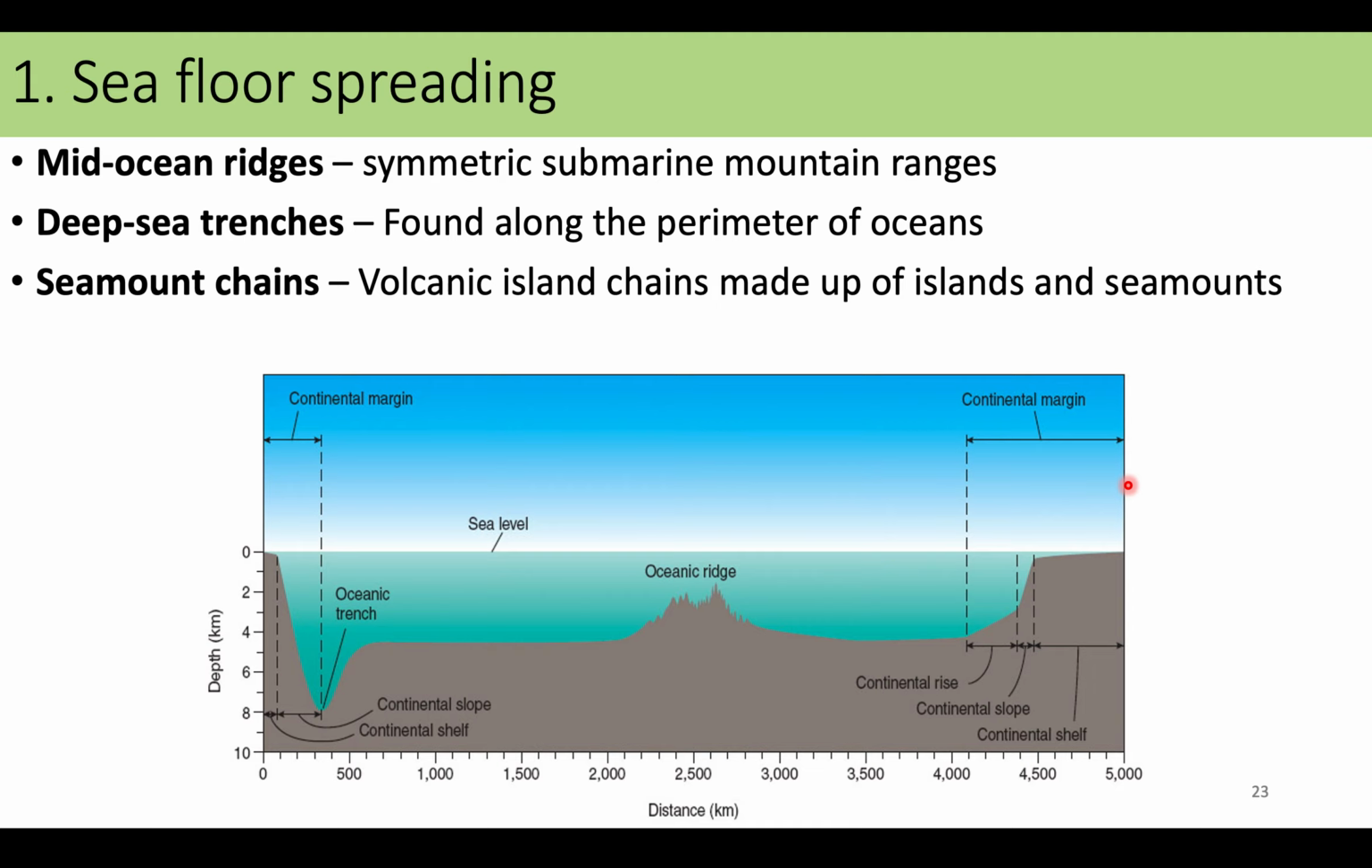So seafloor spreading creates mid-ocean ridges, deep sea trenches, and can also be involved with creating seamount chains, or underwater chains of volcanoes. A mid-ocean ridge is that underwater mountain range. So the underwater mountain range in the center of the ocean basin we call a mid-ocean ridge. A trench, so the deep sea trench, is that very, very deep, thin trench along our continents. So these are found on the edges of our oceans, right along our continents.